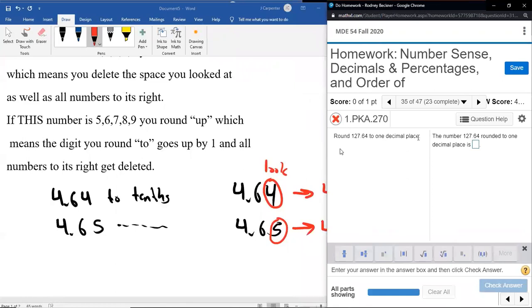127.64 to 1 decimal place. I did not actually mean to use that exact pattern. That was a coincidence, or maybe it was just stuck in my brain. So because that's 0.64, the 6 is where we're rounding to, but we have to look at the 4. That's a 4, so we round down. So this becomes 127.6.